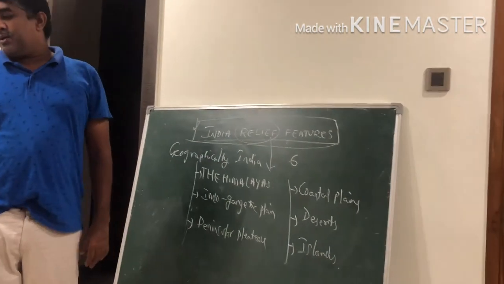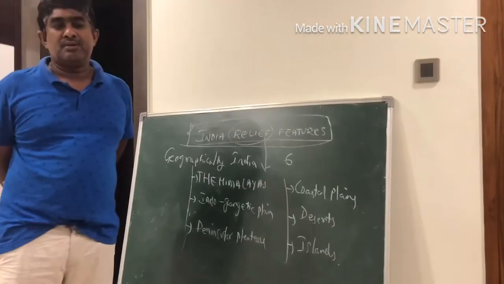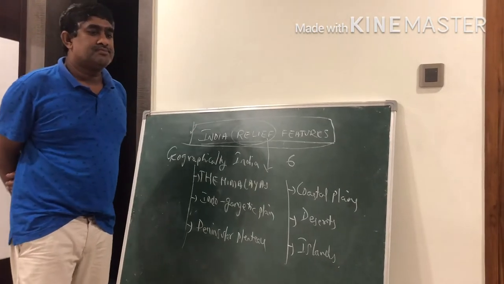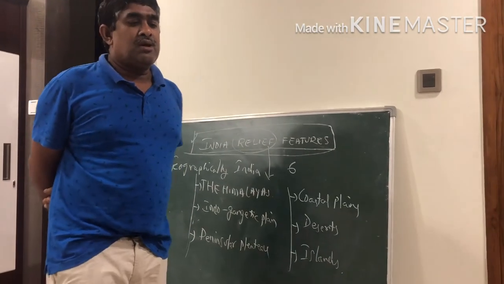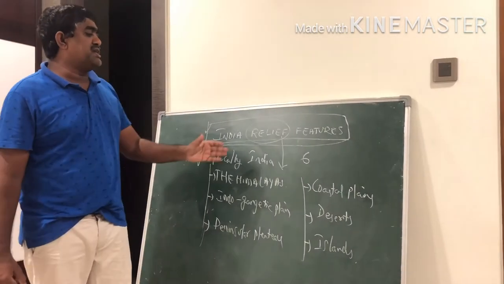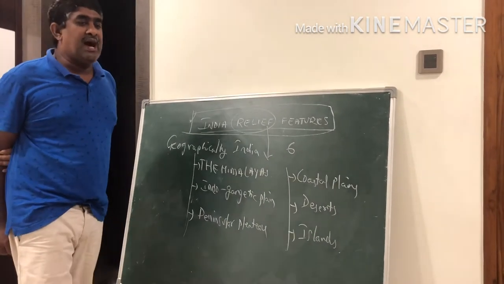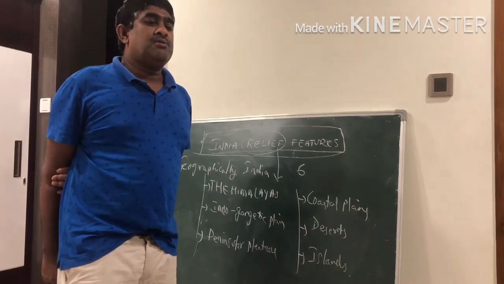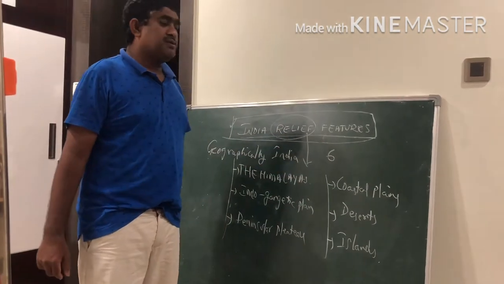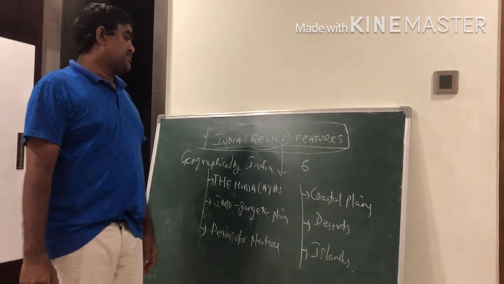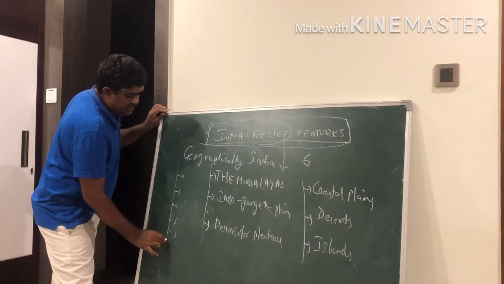Answer: Indian landmarks are broadly divided into six major reliefs. Reliefs, R-E-L-I-E-F-S. They are, okay, write like this, line by line, and write all six like this.